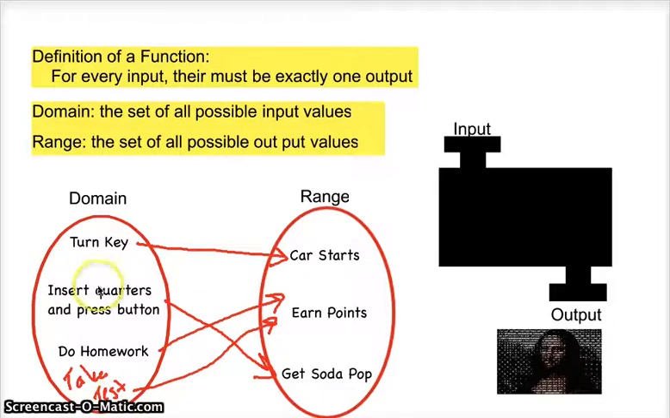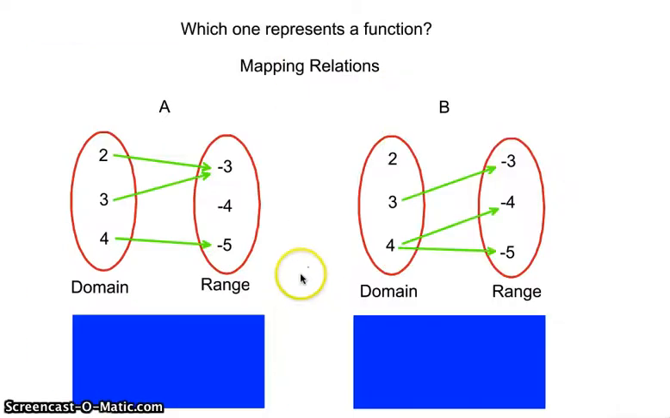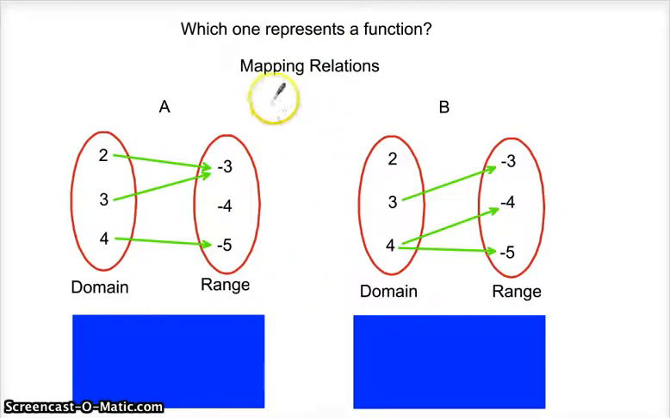For every input, for every one thing that we put in the domain, they went to exactly one thing in the range. It doesn't matter that two of the items went to earning points. Each of the individual things in the domain went directly to one of the items in the range. Now, that's the main idea behind how we represent what is a function. So what you want to do is take a good look at the two mapping relations here and identify which one of them will be a function.